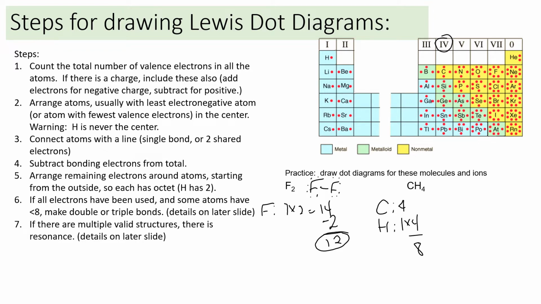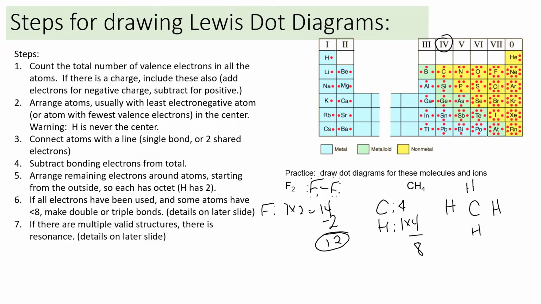So that is my first step. Step 2 is to arrange the atoms in a structure. And in this case, we have more than 2 atoms. And so what we want to do is put carbon in the middle. Anytime you have carbon, it's going to go in the middle. If you don't have carbon, whatever element is closest to the middle of the periodic table is usually in the middle. So I'm going to put carbon in the middle and put hydrogens around it.